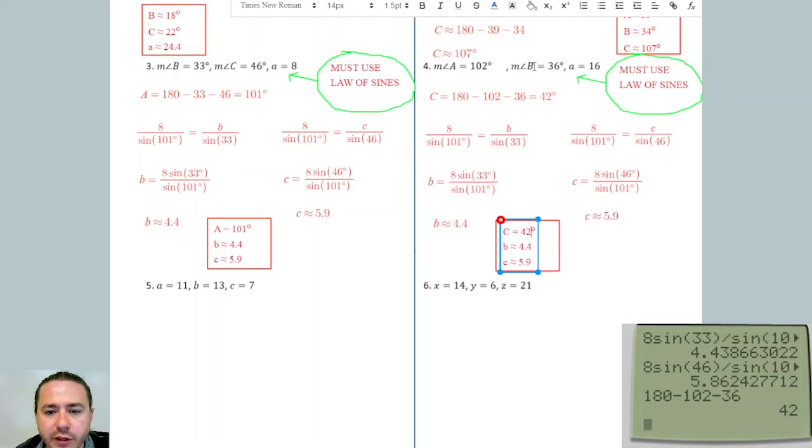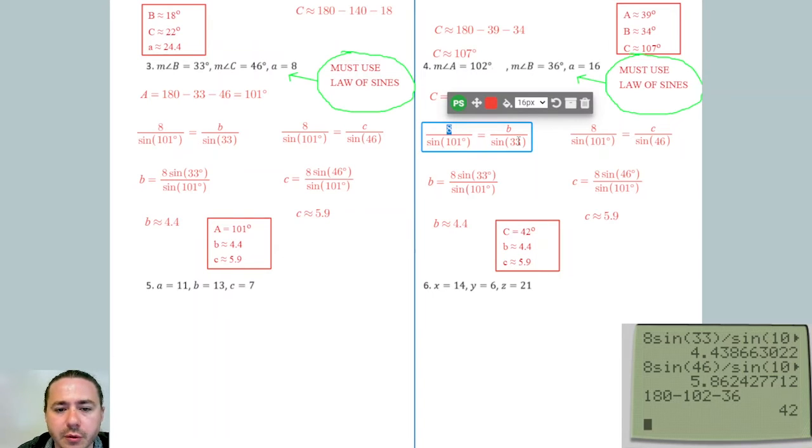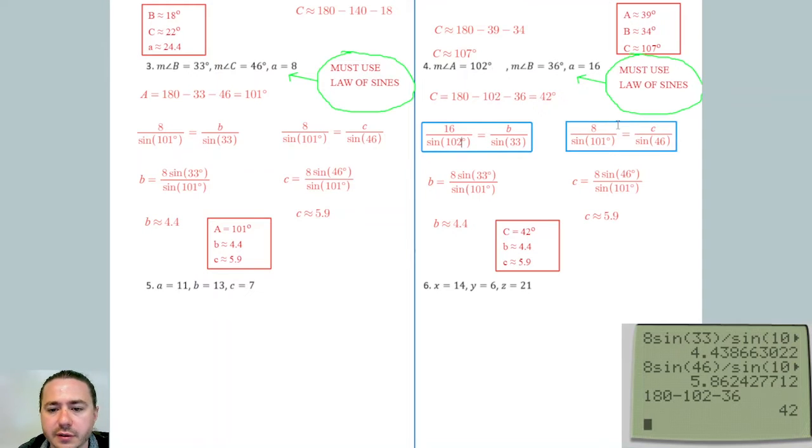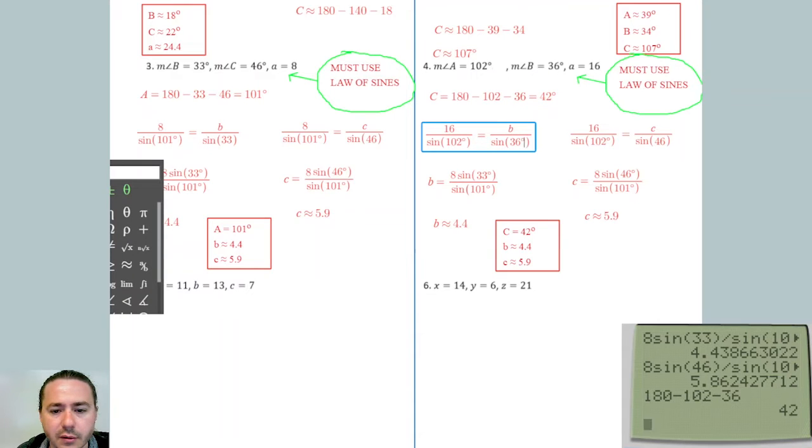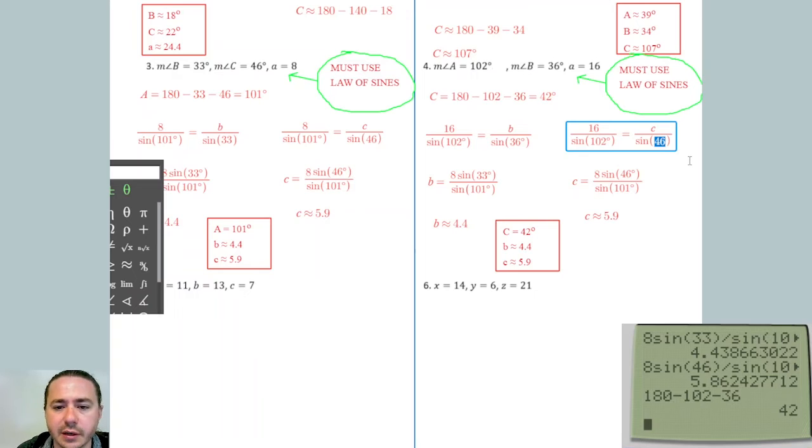Now we need to find side B and side C, and the ratio we're going to use for both of those is the one that we have for A. So 16 over the sine of 102. To find side B, I'm going to use B over the sine of angle B, which is 36. And then angle C is what we just found, which is 42 degrees.